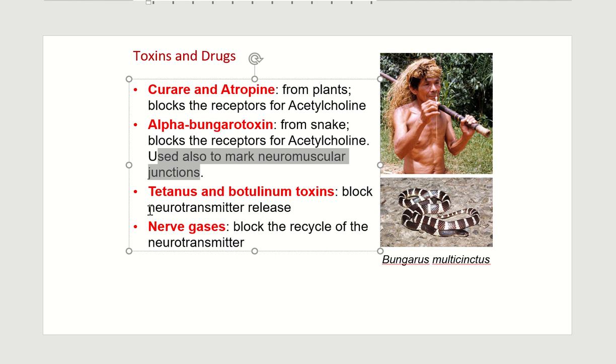Tetanus blocks the neurotransmitter release. So tetanus is a toxin that comes from a bacterium that lives in the soil. And if you get that bacterium in your body, then the bacterium starts to release tetanus. It blocks neurotransmitter release, and you will die of paralysis. Botulinum comes from another bacterium, and it also blocks neurotransmitter release, and it paralyzes muscles.